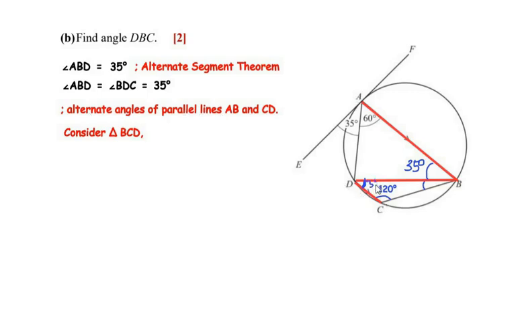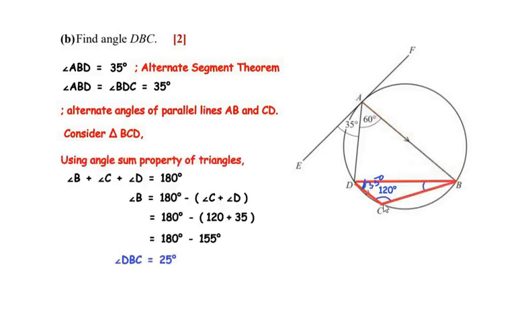Now we have the angle D with us. Let us consider the triangle BDC. So now we can use the angle sum property of the triangle to find out the value of angle DBC. So here we have written angle B plus angle C plus angle D is equal to 180. Angle B is equal to 180 minus (angle C plus angle D). Now we have angle C with us, that is 120, and angle D we got as 35. So 180 minus (120 plus 35). 120 plus 35 gives us 155. So 180 minus 155 gives us the value of angle DBC as 25 degrees. So this is our answer.